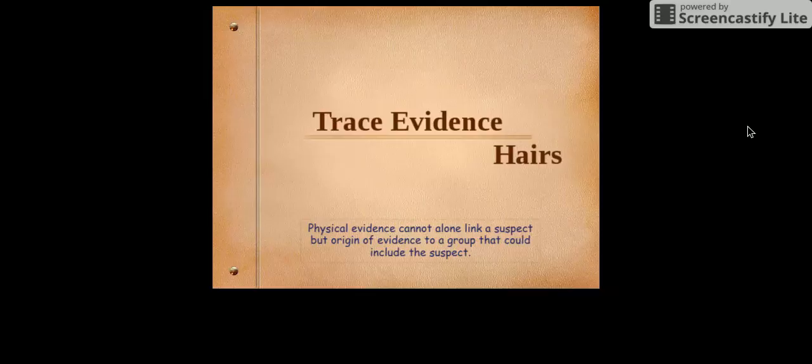Hi everybody, we are going to talk about the first part of our lecture, trace evidence, hairs. Trace evidence is an important term because the purpose of something such as hair being considered a trace evidence category is that it's physical evidence that cannot alone link a suspect, but the origin of the evidence to a group of individuals could include the suspect.